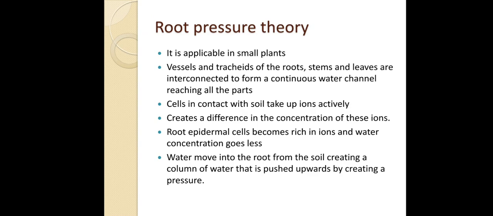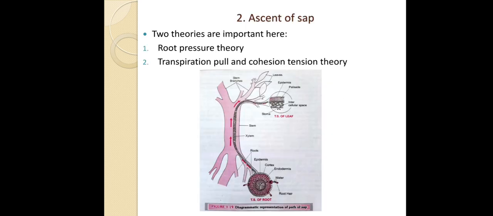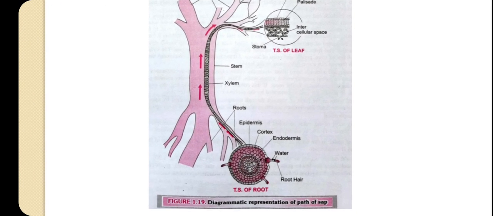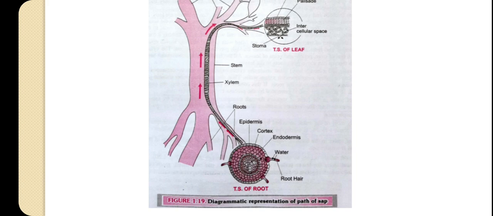Vessels and tracheids of the roots, stems and leaves are interconnected to form a continuous water channel reaching all the parts, and cells in contact with soil take up ions actively. Okay, first what is happening at the root level? So here first how water is coming in. It is not just the process of diffusion, here active transport is taking place. Active transport means which requires energy, which needs to use the ATP.